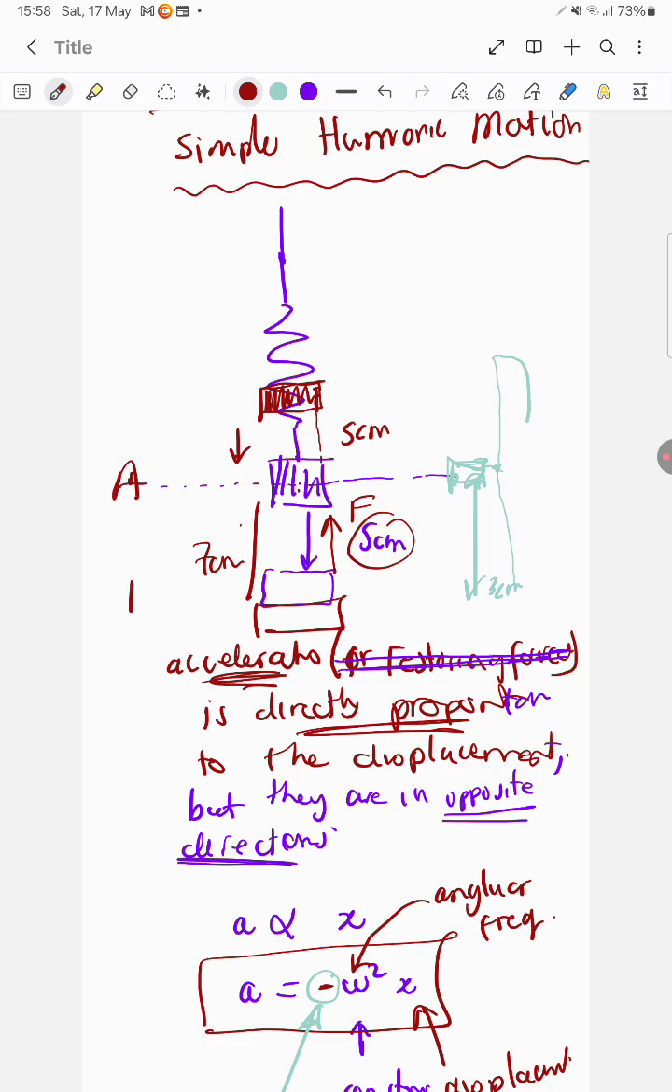Correct. Not at A or C. Because at this point, we assume the speed is zero, isn't it? It's at its maximum displacement and then starts to come back down. The speed starts to increase, and then it becomes fastest here at the rest position. Then it starts to decrease until it finally stops. So the fastest speed is here.